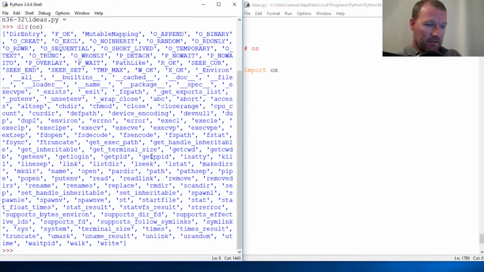Now, OS has a ton of stuff, and it is very, very handy and very powerful, and really deals with the nitty gritty stuff. So this is also going to be one of them that is very useful, and we haven't touched on it yet.